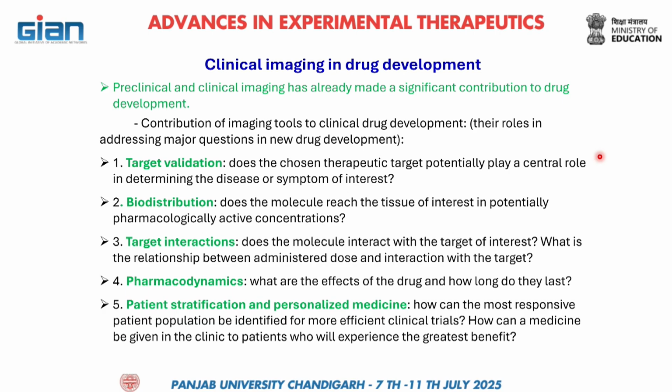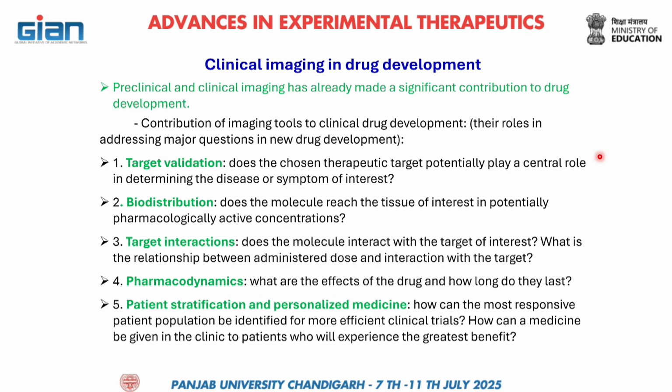Pharmacodynamics, what happened, what the drug does to the body. Remember, pharmacokinetics is what the body does to the drug. Pharmacodynamics is what the drug does to the body. Again, shrink hua, nahi hua, kitna hua. And again, patient selection, patient stratification.